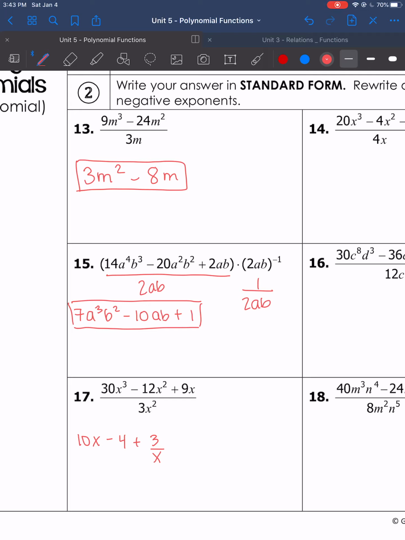So you can either write it that way, or you could write it and leave it as a negative exponent. I don't care for this one. I would prefer it the top way, however, I'll accept it the bottom way as well.